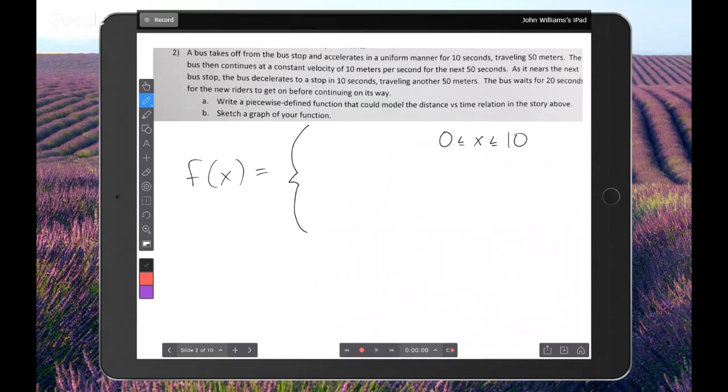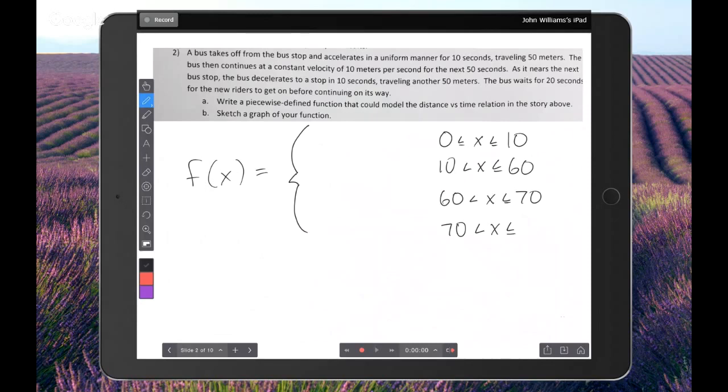And part number 2 is for the next 50 seconds. So that's going to go from 10 less than but not equal to x less than or equal to 60. Then I've got 10 seconds of deceleration. So that's 60 less than x less than or equal to 70. And lastly, 20 seconds of hanging out at the bus stop: 70 less than x less than or equal to 90.